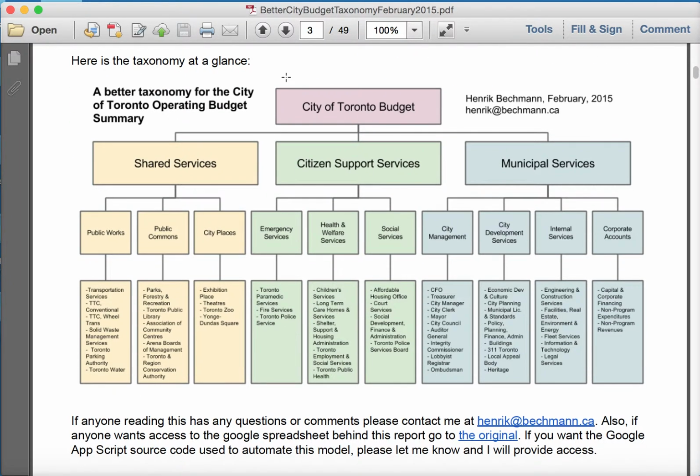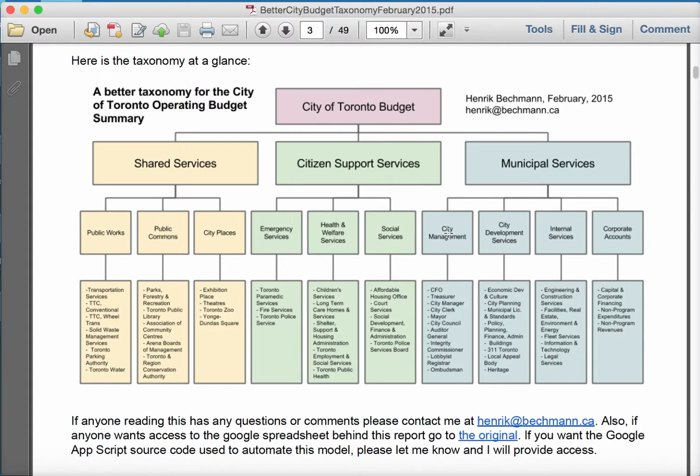And you can see that I've taken all these detailed categories, which you can see in the bottom boxes. So over here you've got TTC under Public Works. In Public Commons you have Parks, Forestry, and Recreation, for example. In City Places you've got Exhibition Place and others. Under Citizen Support Services there are emergency services such as police and such. In Health and Welfare Services there's housing, childcare, public health, things like that. Social services, they're essentially their administrative management offices, sometimes perhaps offices for consultation with people.